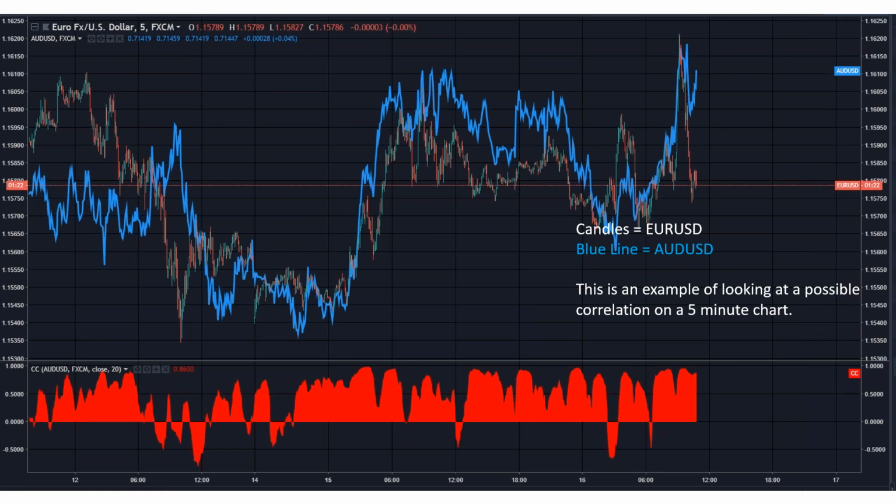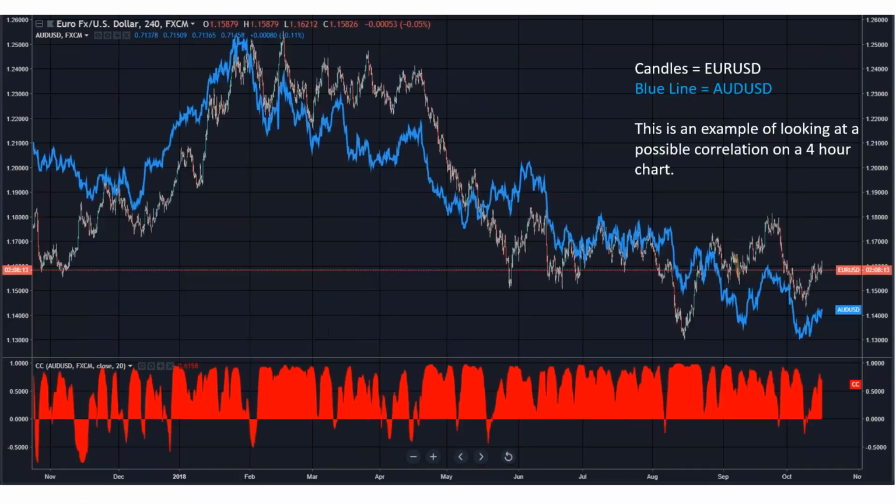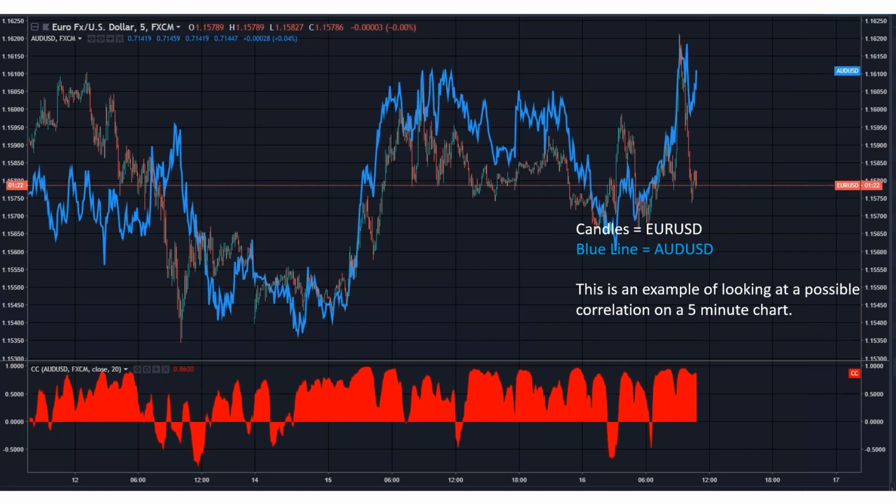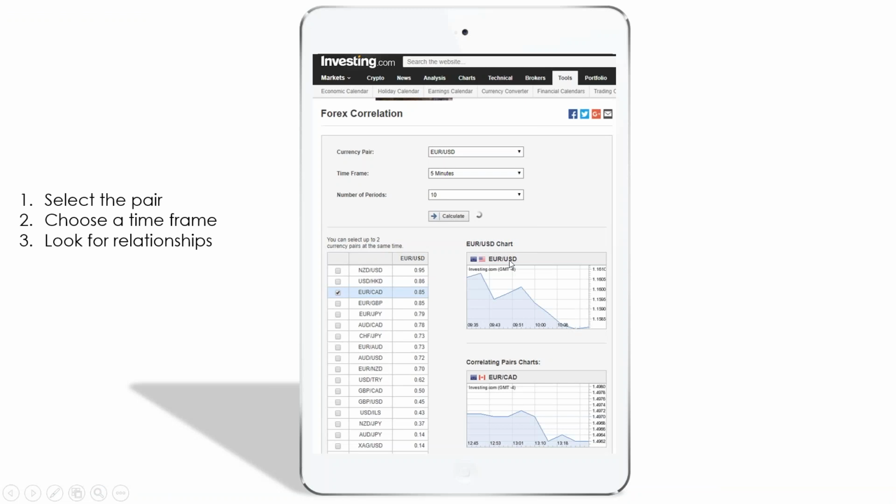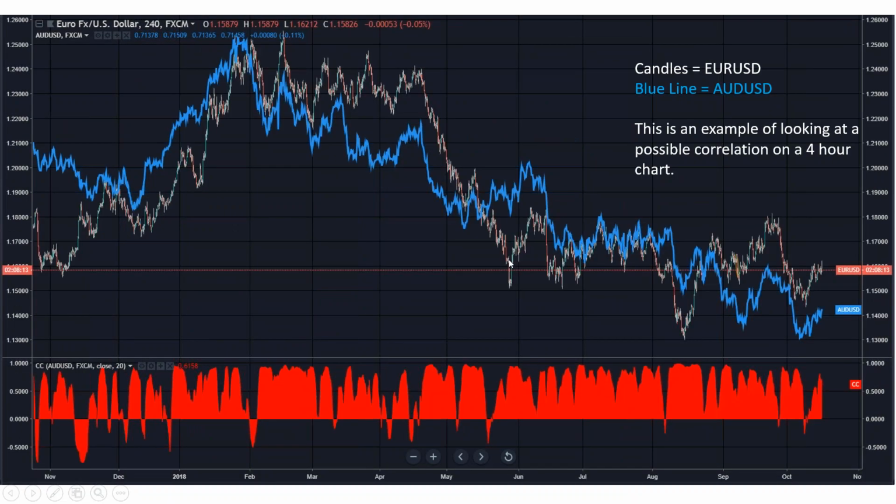Now we take it down to a 5-minute. This is, again, euro dollar, Aussie dollar, same pair, same structure here. The candles are euro. The Aussie is the blue line. You can see even on a 5-minute chart, this holds up pretty well, although as you can see on the right, it starts to break down a little bit at that moment in time, which can happen, but it's a pretty strong relationship, whether it's 4 hours, 5 minutes, or longer term.